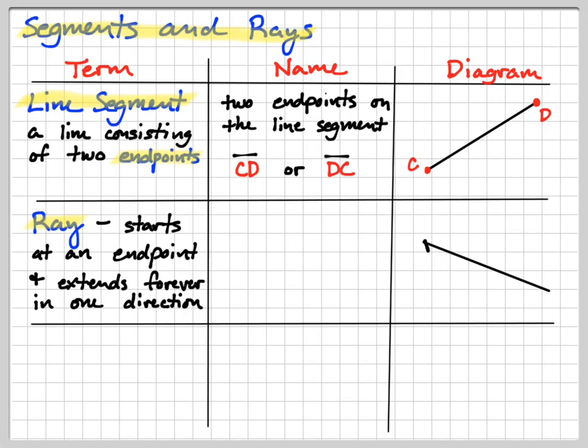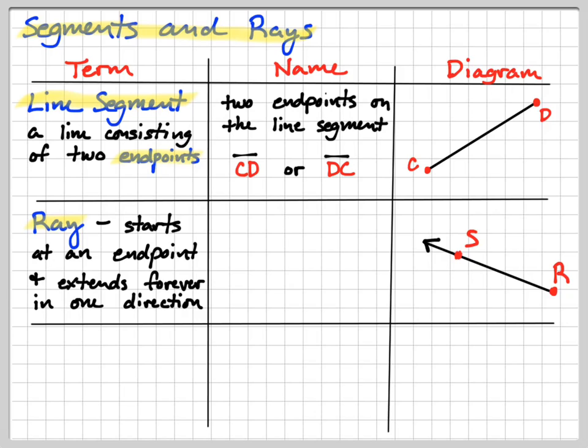Here's an example of what it looks like. It starts at point R and extends forever to the left through S, like that. Okay.